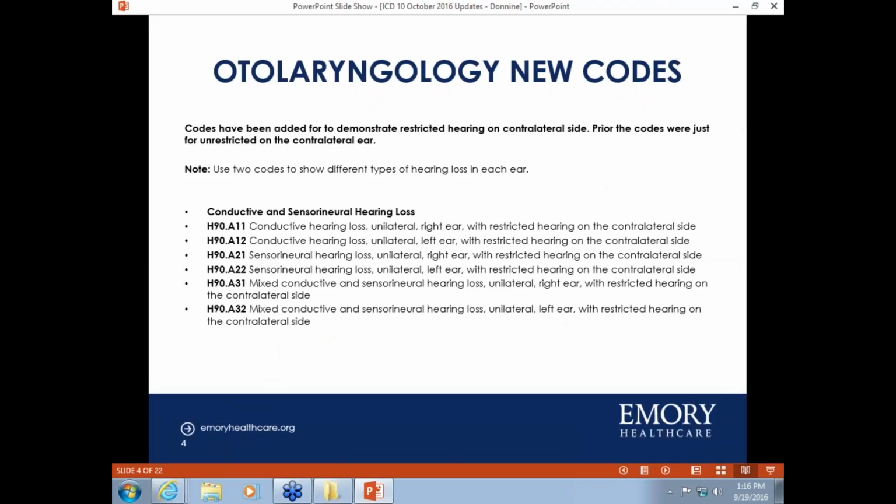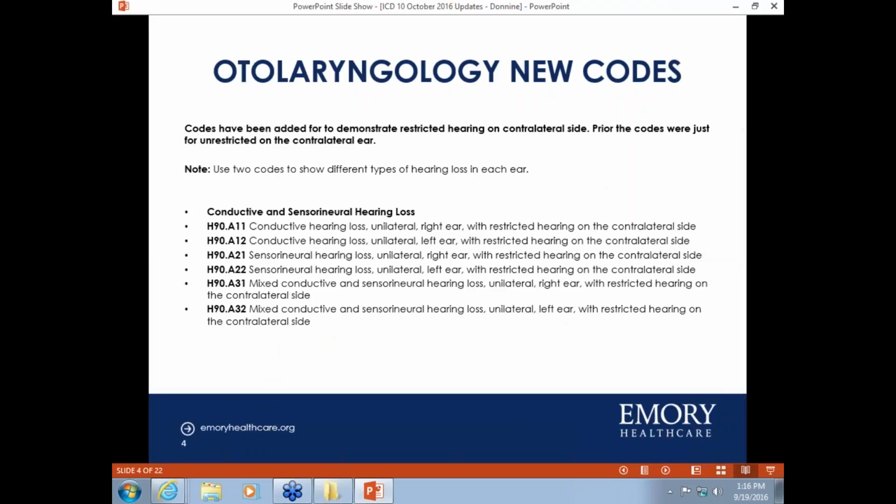And if you know anything about hearing loss, most of the time hearing loss doesn't just occur in one ear, it occurs in the other ear also. And that being said, the hearing loss isn't going to be the same. So it really didn't make sense for the codes to say unrestricted in the other ear, because that's probably not the case. There's usually some restriction of the hearing in that other ear as well.